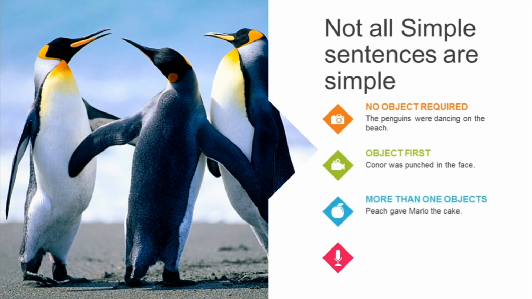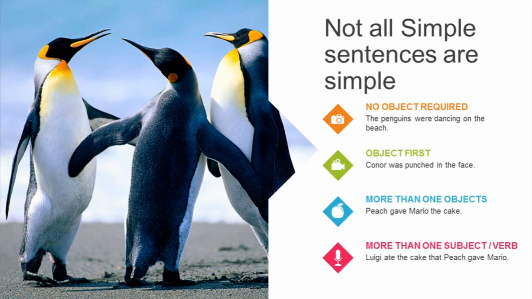And also you can use more than one object, like Peach gave Mario the cake. Well, Peach gave Mario. Mario receives something from Peach. That's why Mario is the object. But how about the cake? Because there is no preposition, no in, on, at, with, beside, under. That is not a preposition. That is also the object. So what happens with that?